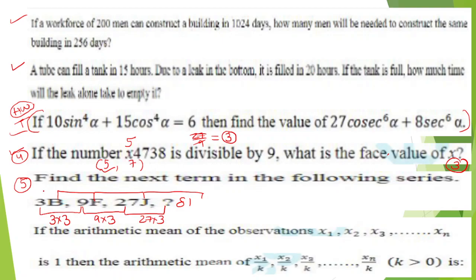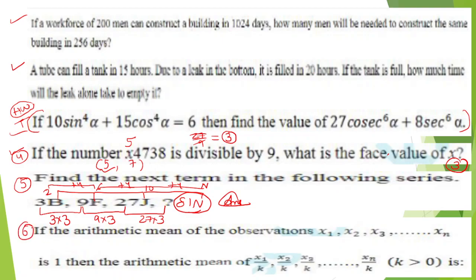So here we know B is 2 and F is 6 and J is 10. So there is a gap of plus 4, again plus 4, it means 14. And what is the alphabet that comes at 14? It is N. Okay, so 81N will be the correct answer. So you can see this is not an easy question, it is a logical question.